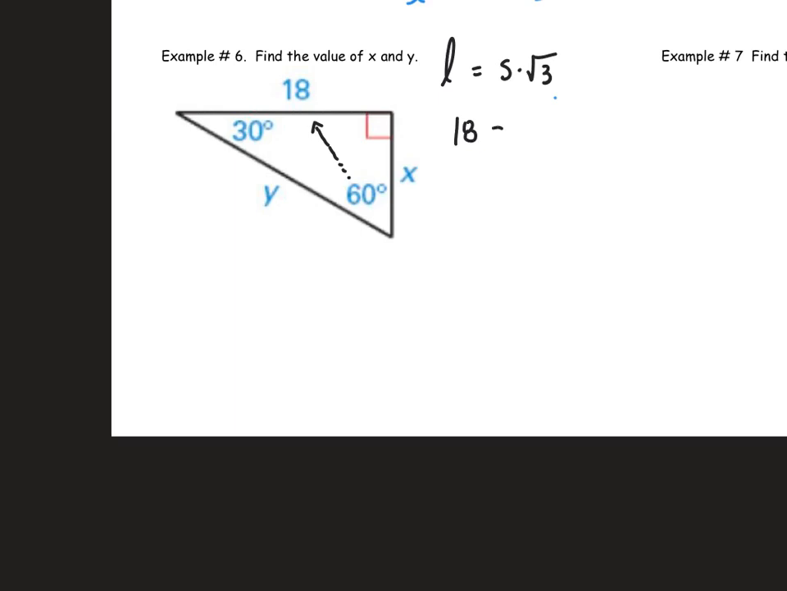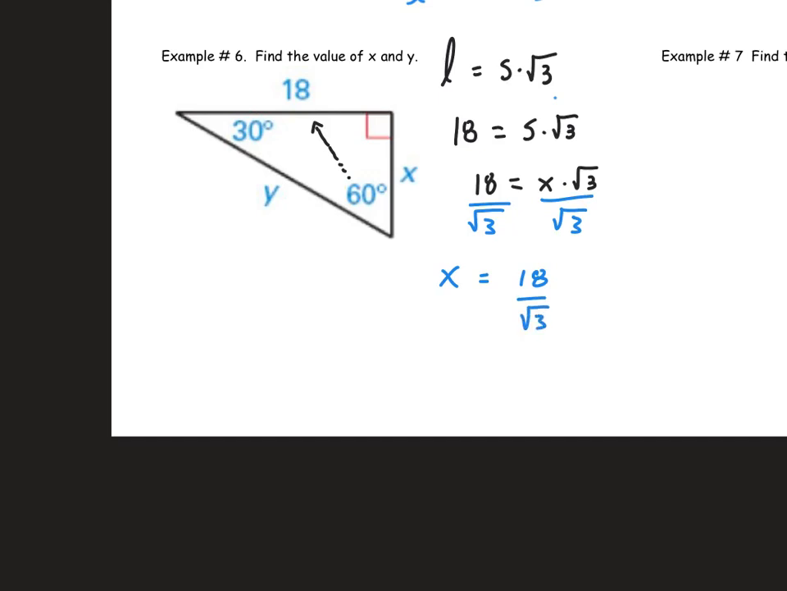So 18 is equal to S times the square root of 3. And in our problem, if you wanted to, x is the short side. So 18 equals x times the square root of 3. So carrying on, we saw these yesterday. I'm going to need to go on and divide both sides by the square root of 3. So I get that x equals 18 divided by the square root of 3.